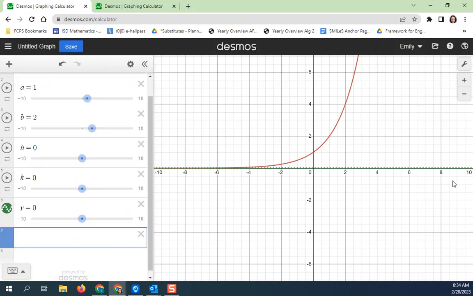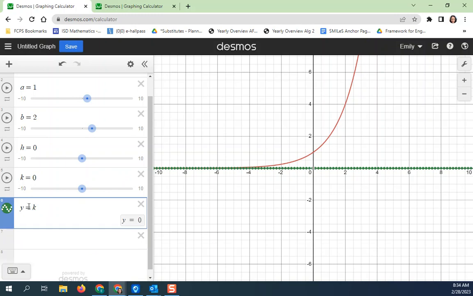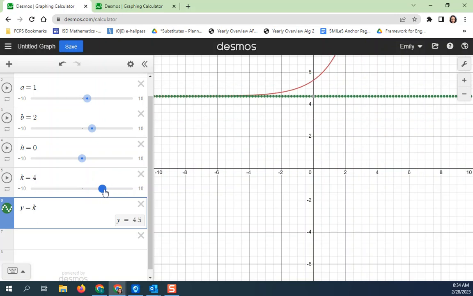Okay. All right, so that's my horizontal asymptote. It's an invisible line that your graph will never cross. And in the parent function, it's going to be y equals 0. But in reality, it's y equals k.